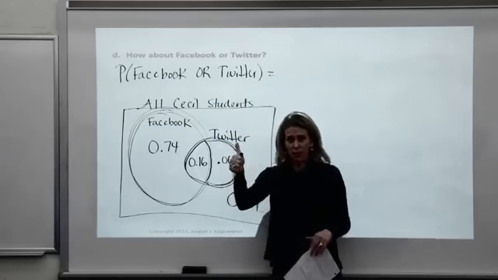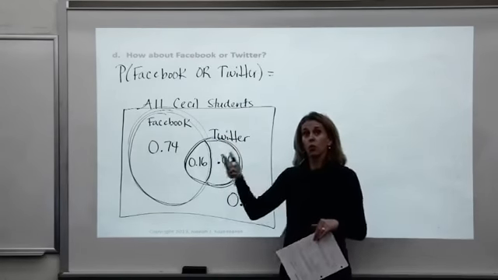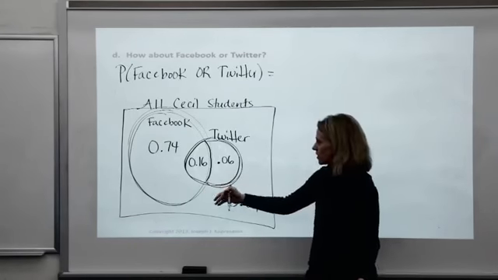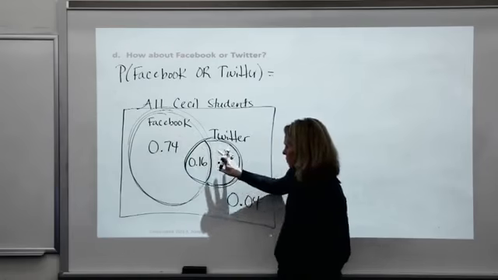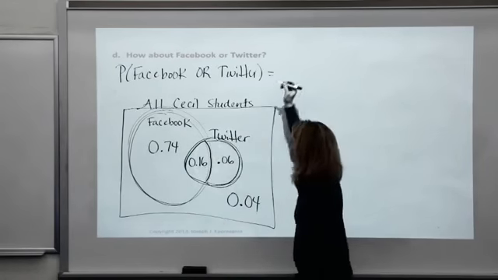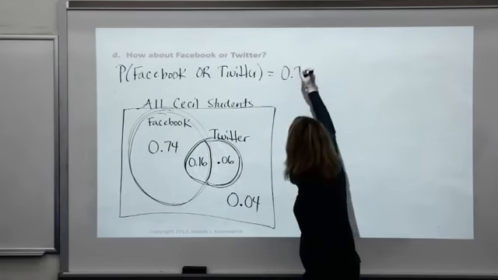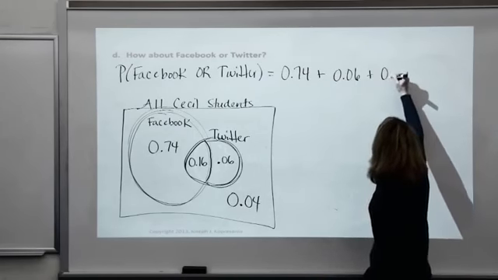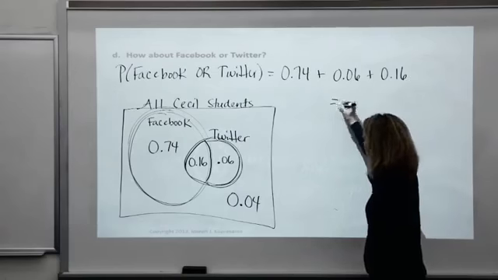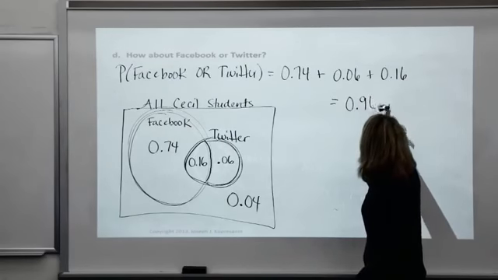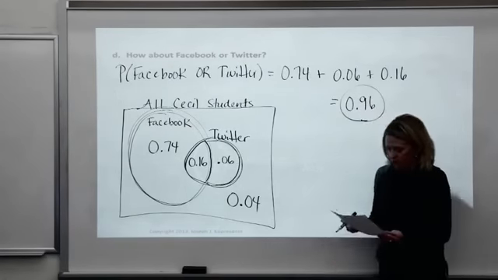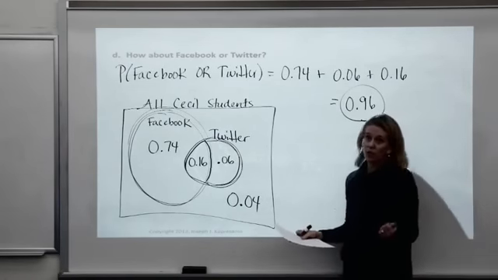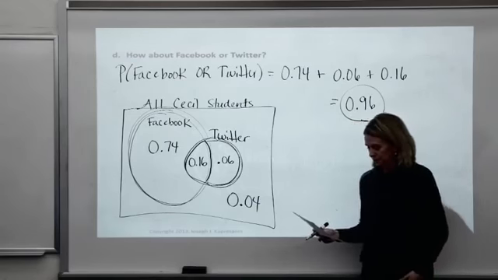These are the students that have a Facebook account or a Twitter account or both. The easiest way to do this one is probably straight from the Venn diagram. It's the people that have Facebook or Twitter or both. We'll just simply sum up those three numbers. When we do that, we get a probability of 0.96, or 96% of students have Facebook or Twitter.